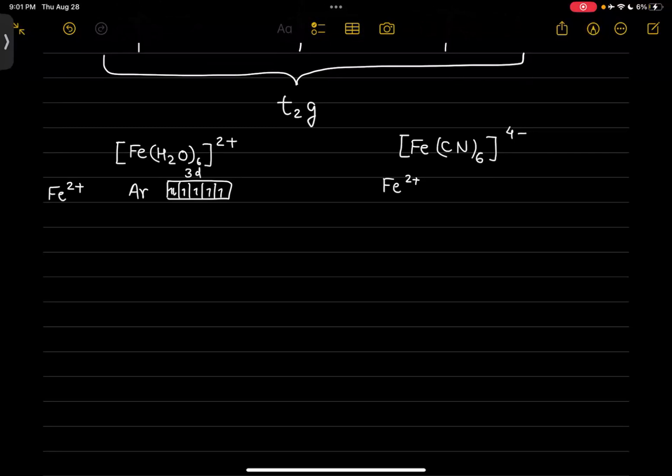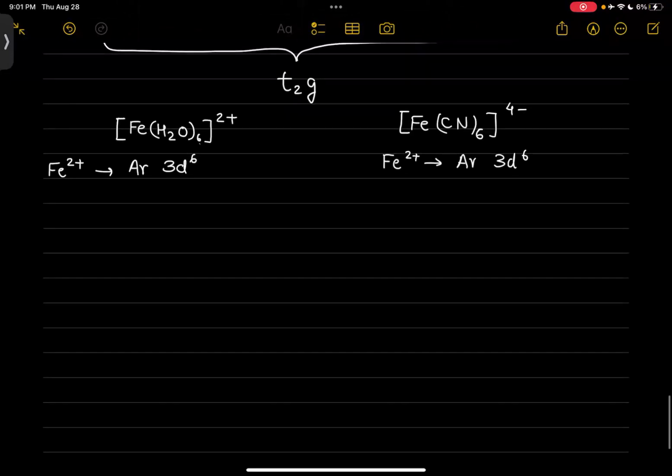But actually, this is not the real picture. In order to get the real picture of the energies and the filling of the d orbital, you need to use CFT. VBT tells you that we will pair the electrons because CN minus is a strong ligand. But why actually it is getting paired, that is not known.